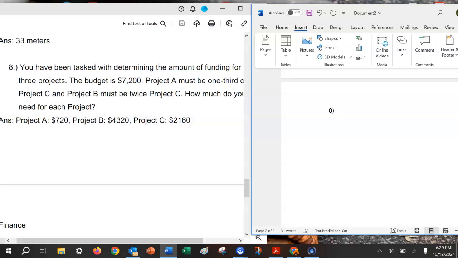There's your answers. So we know that there's 3 projects, and we need to add them all up to get 7,200. But they're based off of each other. So you'll notice it says Project A is 1/3 of Project C. So it tells us that A is based off of C. Project B is twice Project C. So B is based off of C. So we'll start with whatever's not based off of anything, C.